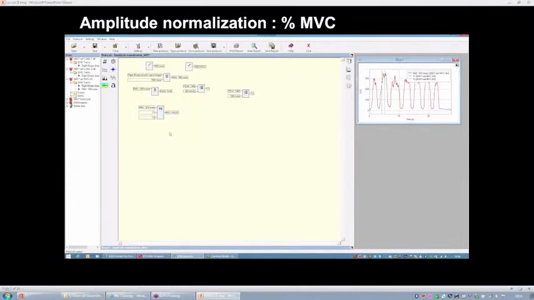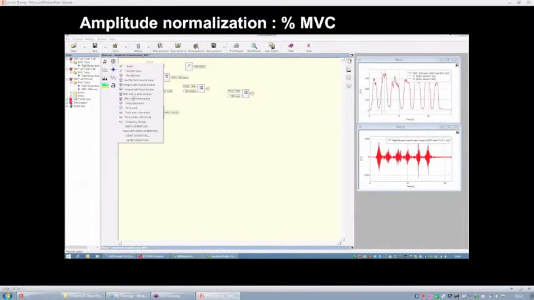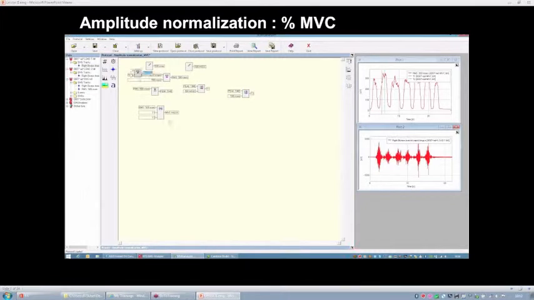Remember not to use exactly the peak, but to consider this algorithm, the mean value around a portion of duration of 1 second. It can give you a more stable reference value for the maximum voluntary contraction.